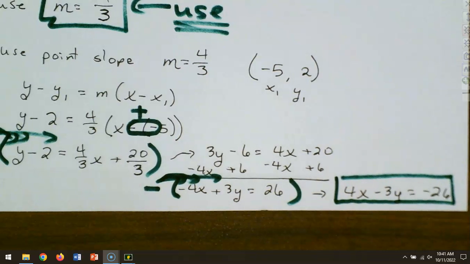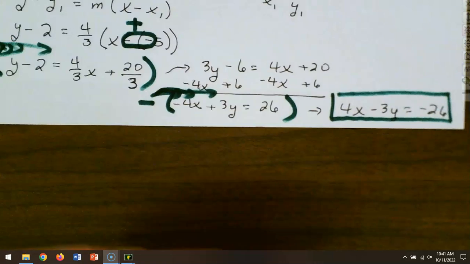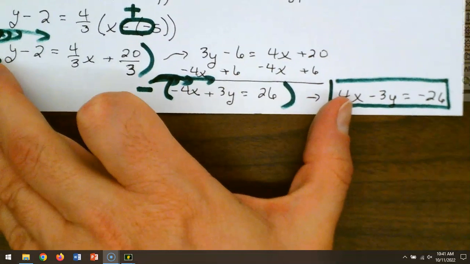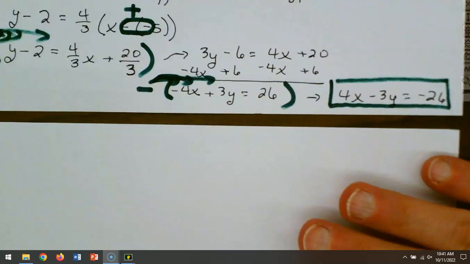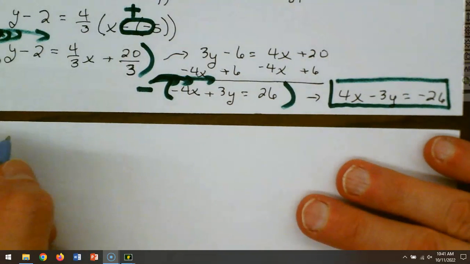We'll do one more of these, and then we'll look at some special cases real quick with the horizontal and the vertical lines, and that'll be it for today. So let's do one more of these. This one's going to be parallel. This one will actually be a little bit easier. And we're going to do this one in slope intercept.